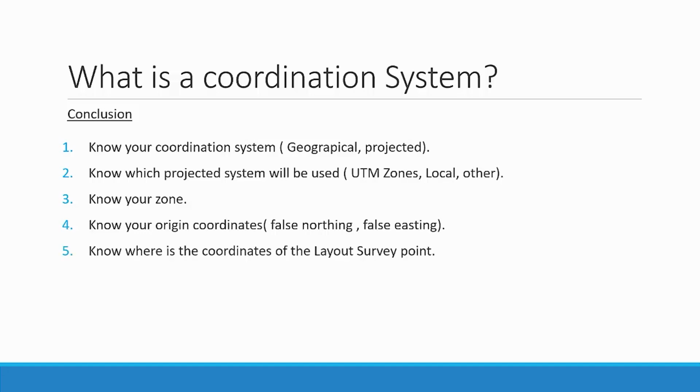And you have to know the coordinates of the layout survey point. So you will get a layout, or you will have to create your own layout. You have to know exactly what the coordinates of these survey points are. Usually it will be relative to the origin of the coordinate system that you will be using. I will explain this, of course, in detail in Revit, but you have to know this now as information.